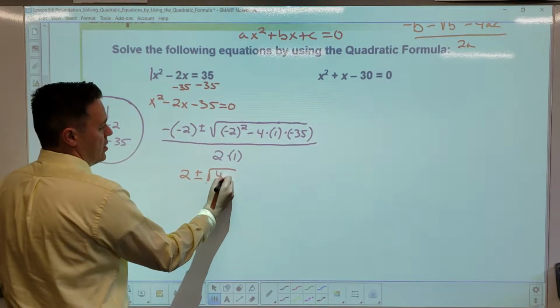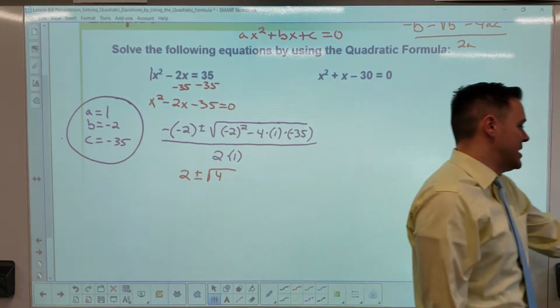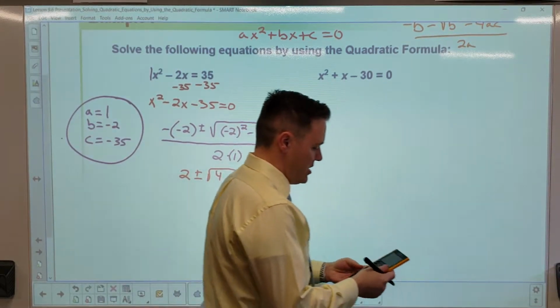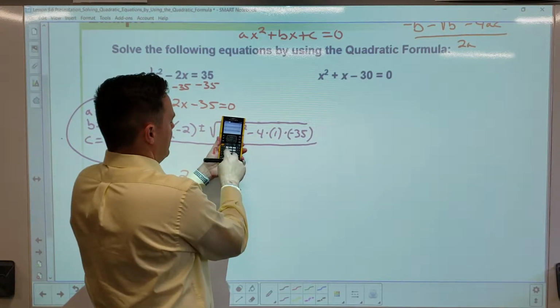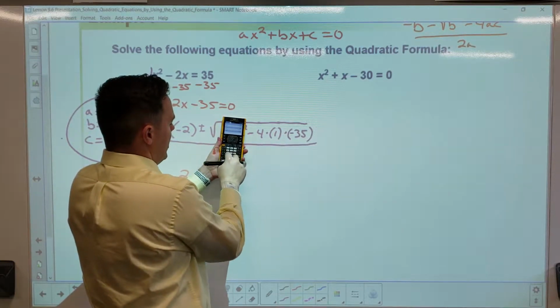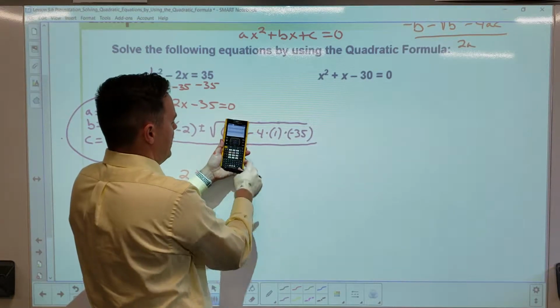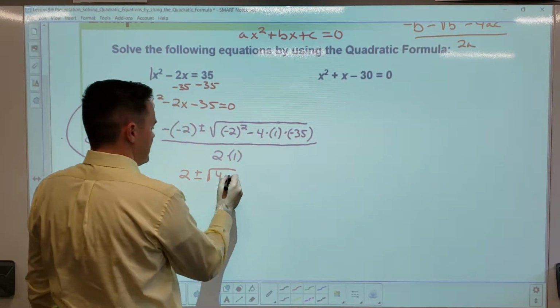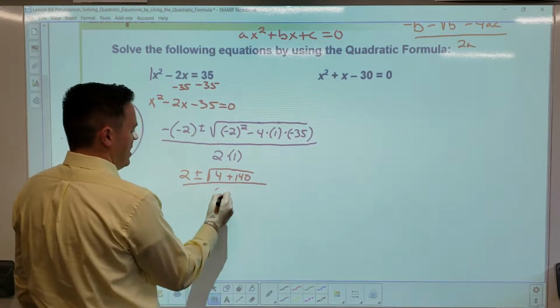This would be 4. And then it's going to be negative 4 times 1 times negative 35. Okay, so hopefully you guys understand that. Negative 4 times 1, times negative 35. You hit enter, you get 140. It's positive 140, all divided by 2.